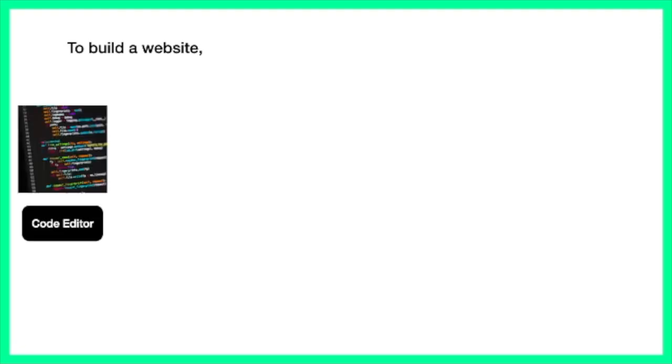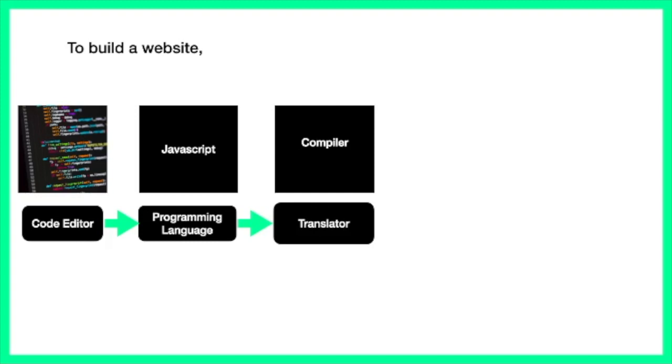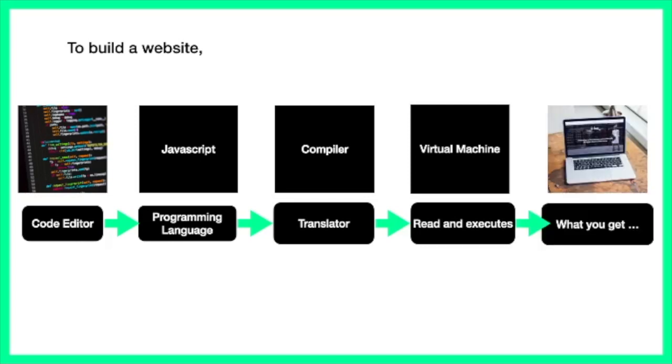So now, if I want to build a website for example, the same coding process follows. First, we grab a code editor, then we write code in programming language, we pass the code we wrote into the compilers to help us generate the binary code, and then we pass the binary code to the virtual machine, which will help us read and execute. Finally, we get a full-fledged working website.